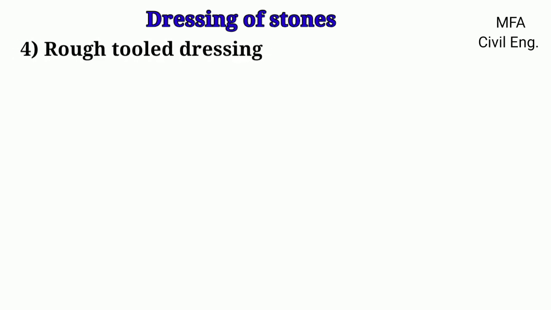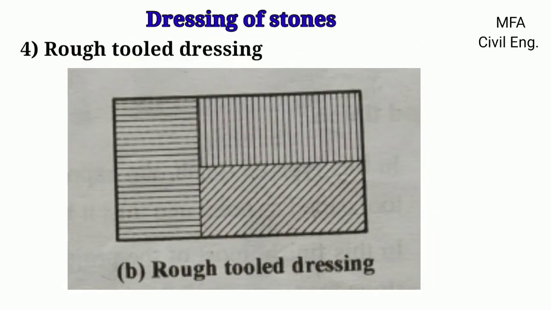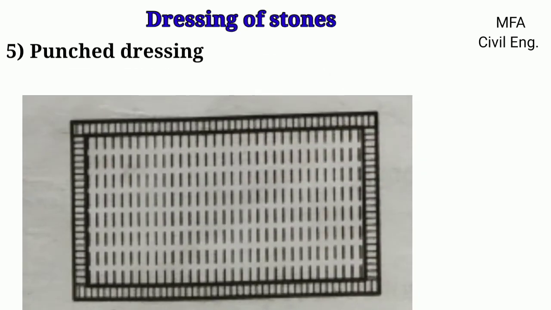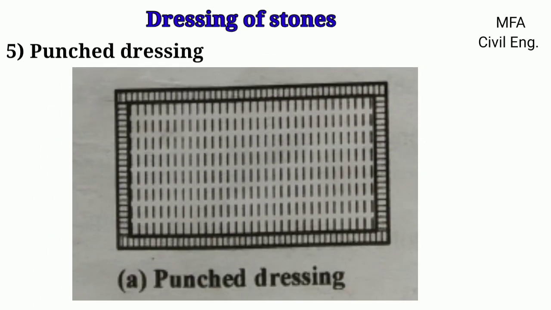Rough tool dressing. In this type of dressing work, first the edges are made square and then a series of continuous and parallel fine chisel lines are developed on the face with the help of batting or broad tools. This is the common dressing for ashlar masonry work. Punch dressing. In this case, a rough tooled surface is further traced so as to form a series of parallel ridges with the help of the punch.